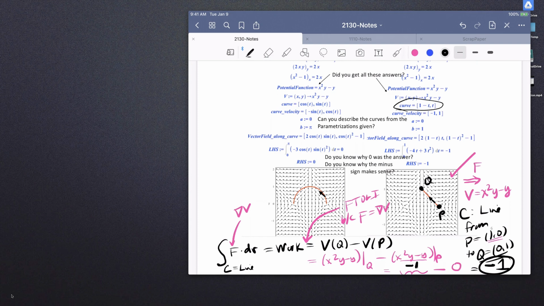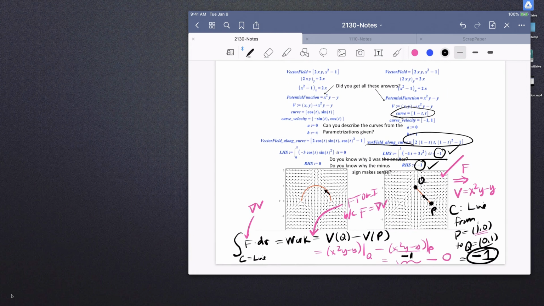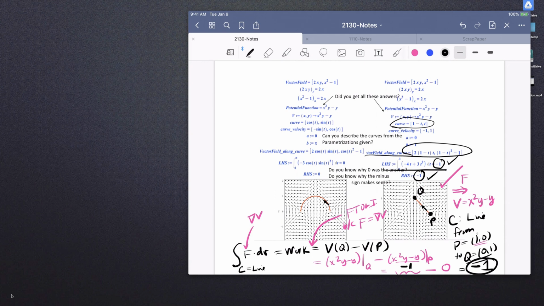If you compute it from the definition, there's your vector field along your curve. This is what you'll get by doing the Calc 1 line integral, and you will also get -1 for the answer. The potential difference also gives you -1. So the fact that we had a vector field which had a potential function allowed us to be a little bit smarter about evaluating the line integral of a vector field, and we did that using the potential difference.